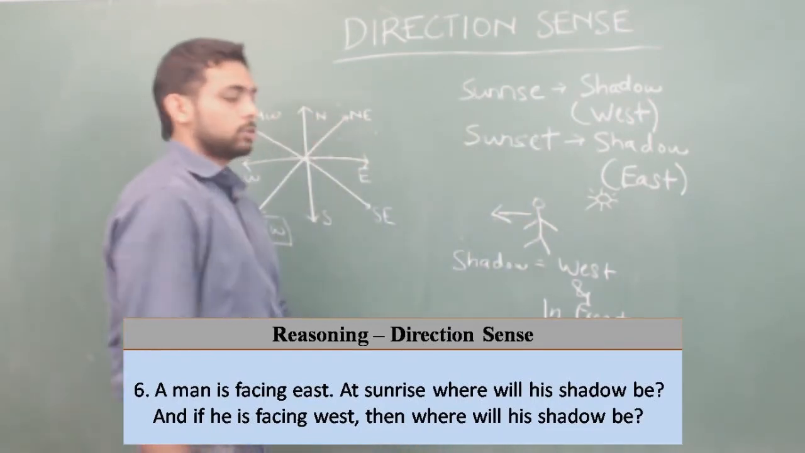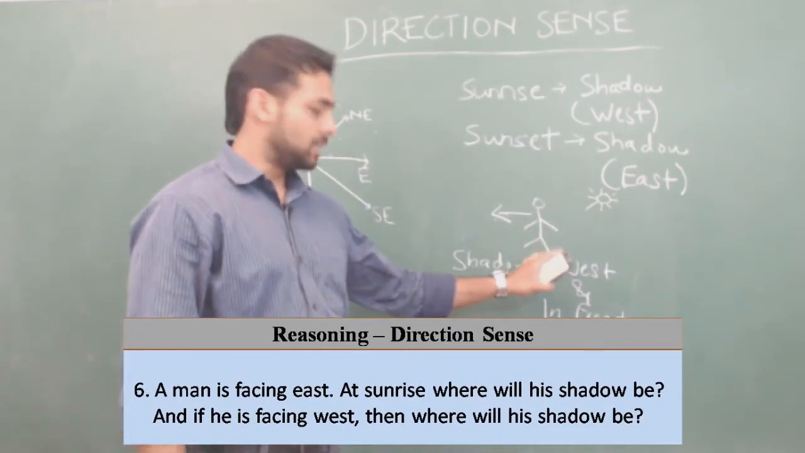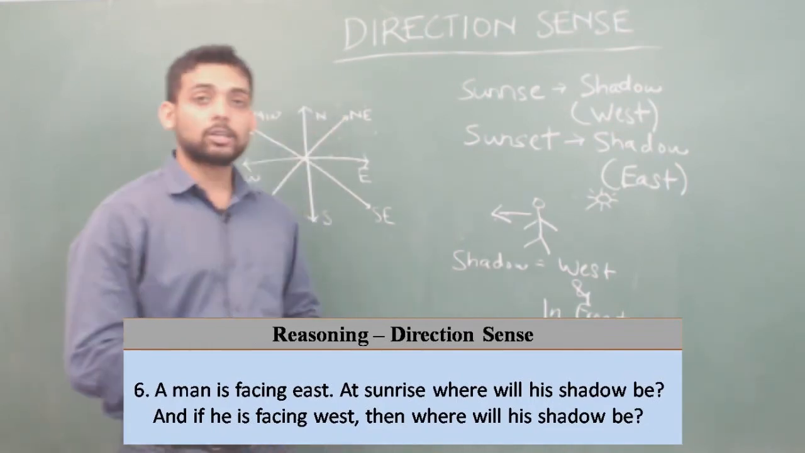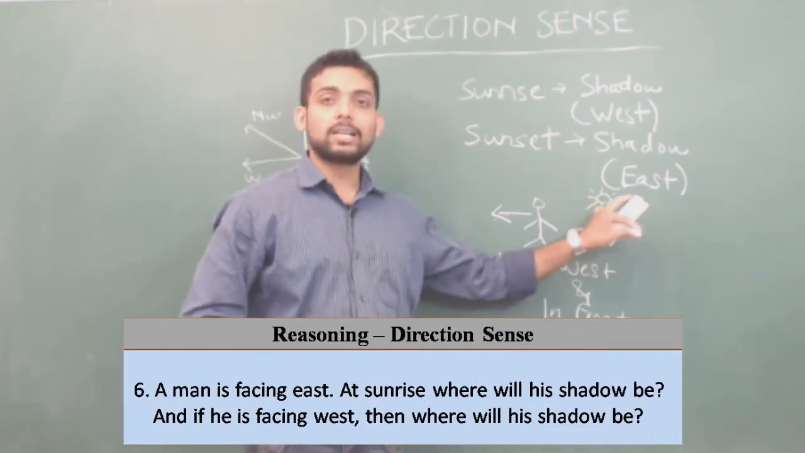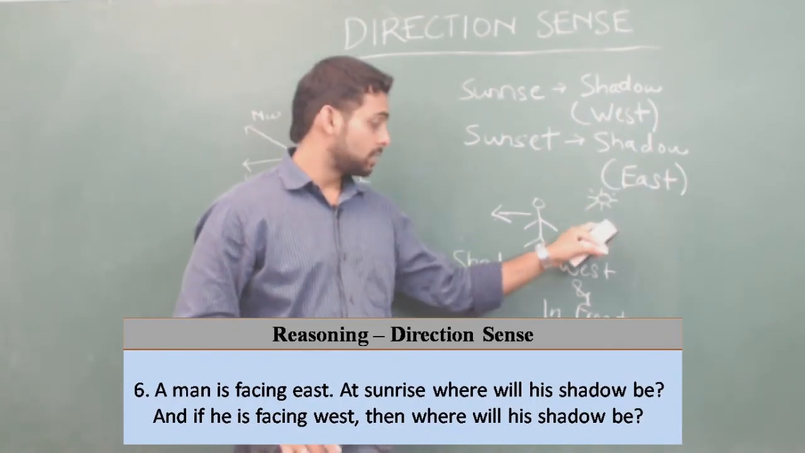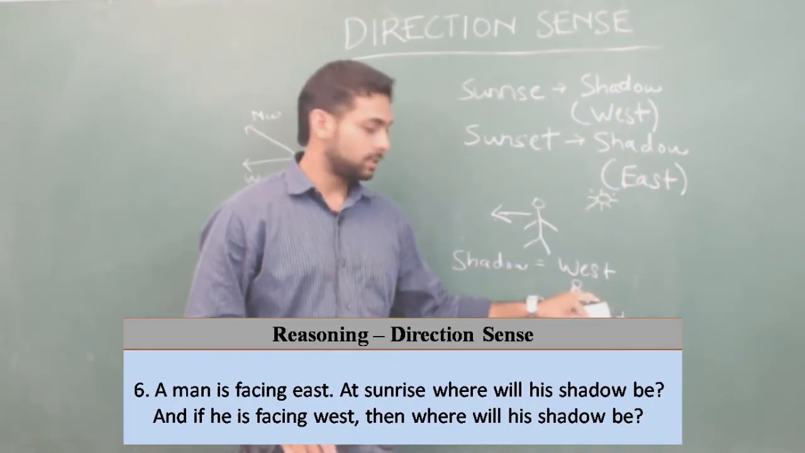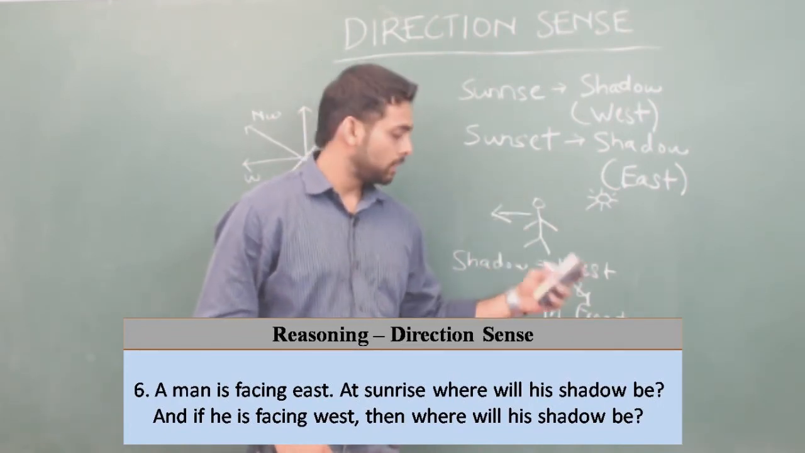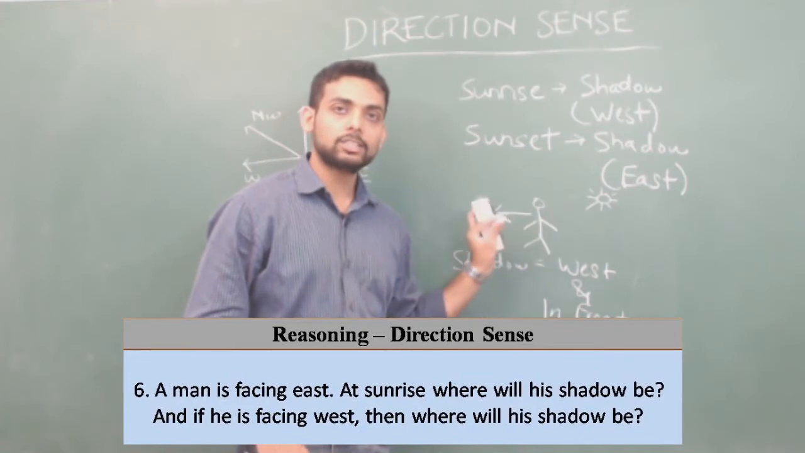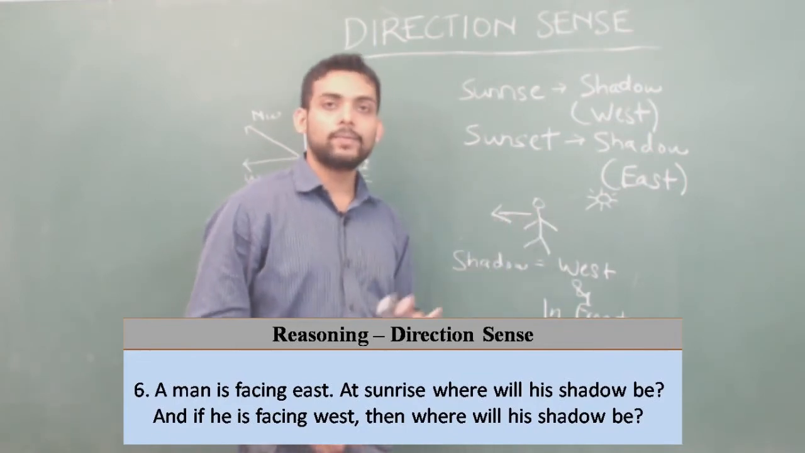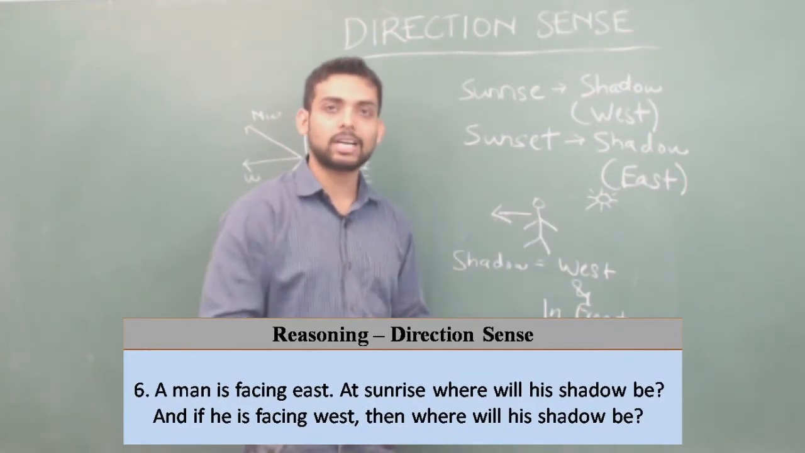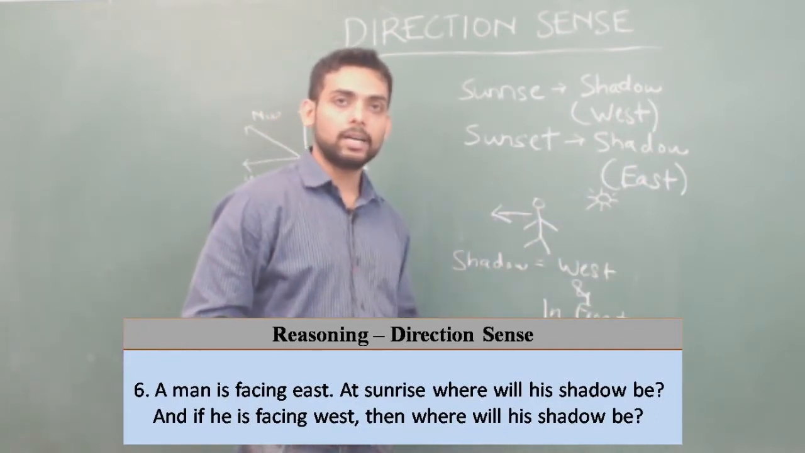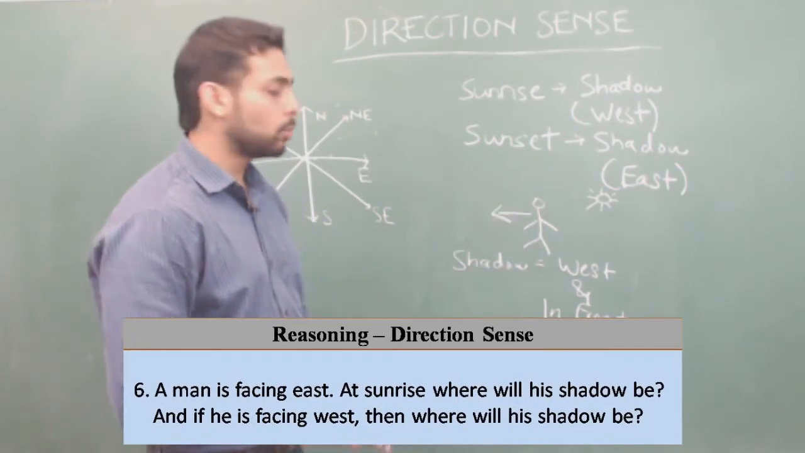So whichever direction he faces in, it will not have any impact on the direction of the shadow, because the sun still rises in the east. At sunrise, the shadow will always be on the west. The difference is, if he is facing the sun, the shadow will be behind him. If he is facing away from the sun, that is towards the west, his shadow will be in front of him. So he can see his shadow in front of him. If he is facing the sun, he can't see the shadow, it will be behind him. So in any case, the shadow will be towards the west.